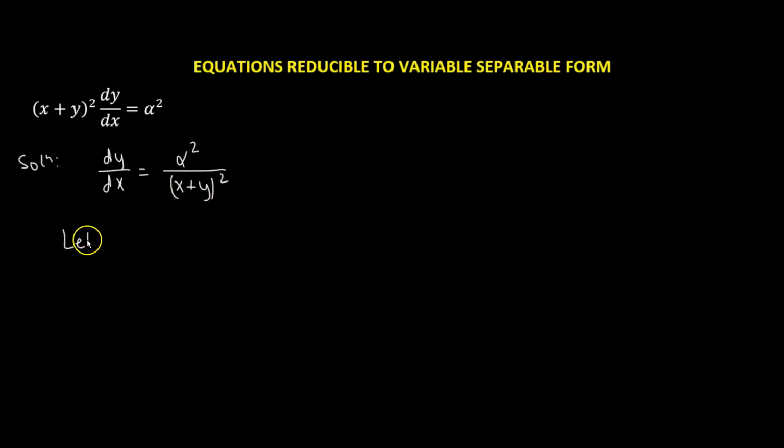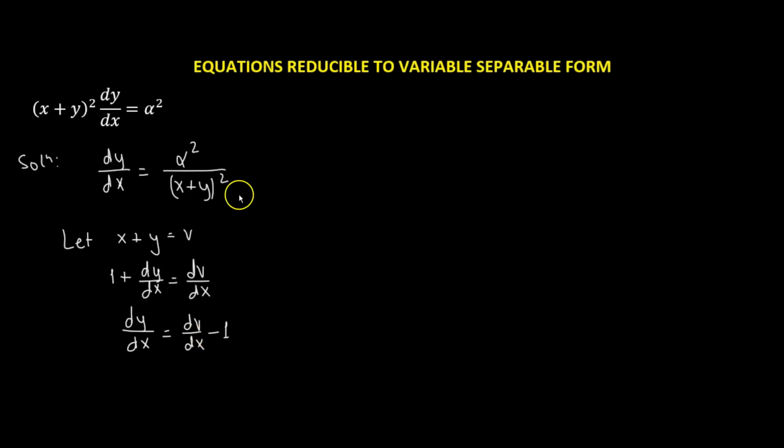So we'll make an assumption here. Let us suppose that x plus y equals a variable v, and then we differentiate both sides with respect to x. That gives us 1 plus dy over dx equals dv over dx. Isolating dy over dx, we have dv over dx minus 1. So we substitute this value back into our original differential equation. So this now becomes dv over dx minus 1 equals alpha squared divided by v squared.